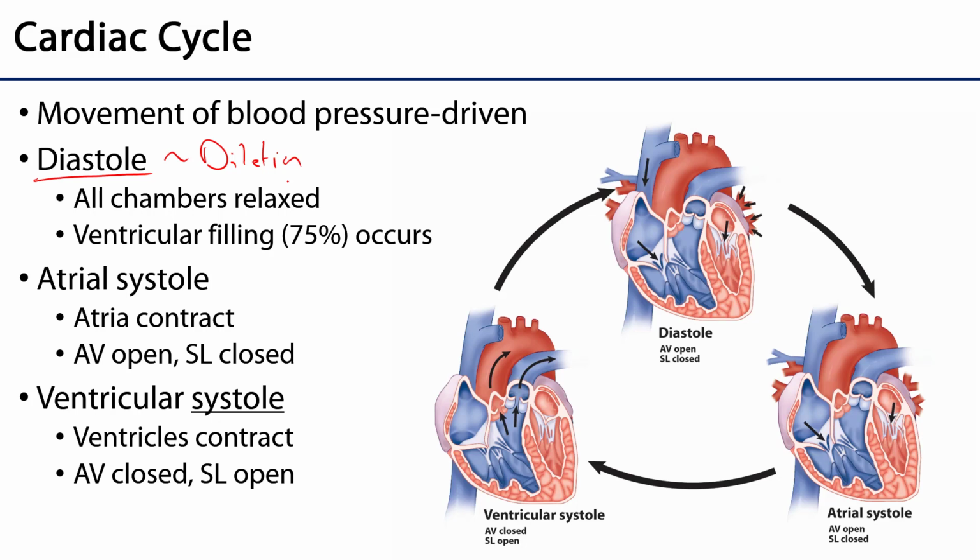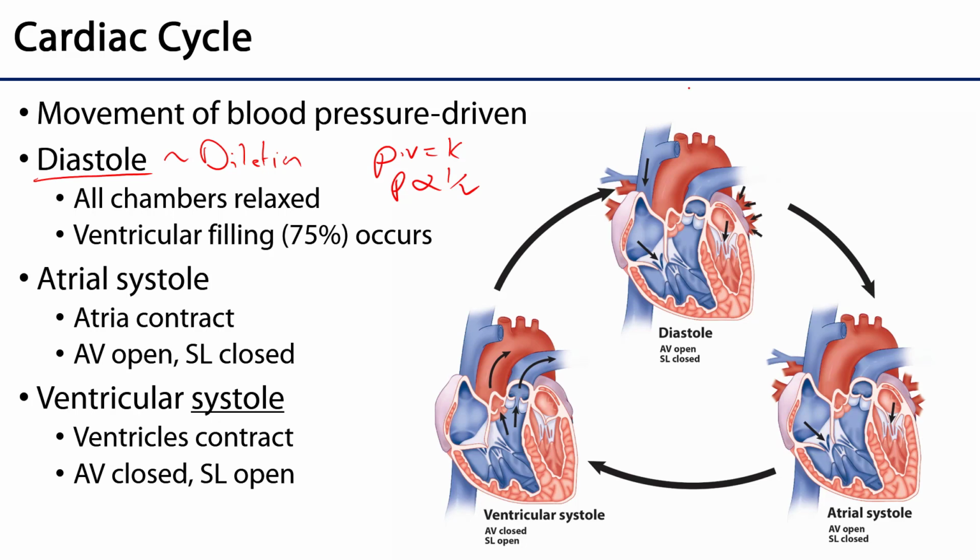You can recall from our discussions of respiration that pressure times volume equals a constant. Therefore, pressure is inversely proportional to volume. So during diastole, the heart is at its greatest volume. As a consequence of that, the inside of the heart is at its lowest pressure. So blood is going to fill the heart.